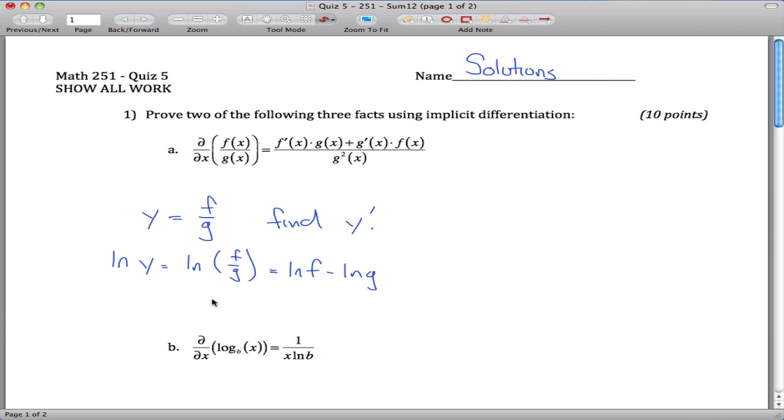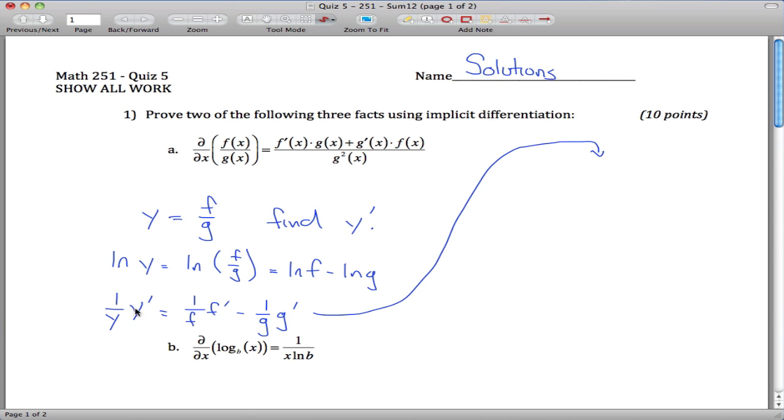And from there I can take the derivative of both sides. So if I take the derivative of the left side, I've got a chain rule here. Outside function is natural log of x. Inside function is y. So I get 1 over y times y prime using the chain rule. And taking the derivative of this right hand side here, I get 1 over f times f prime, because f is a function of x, so we're using the chain rule again. And then minus 1 over g times g prime. Let's move this back up here.